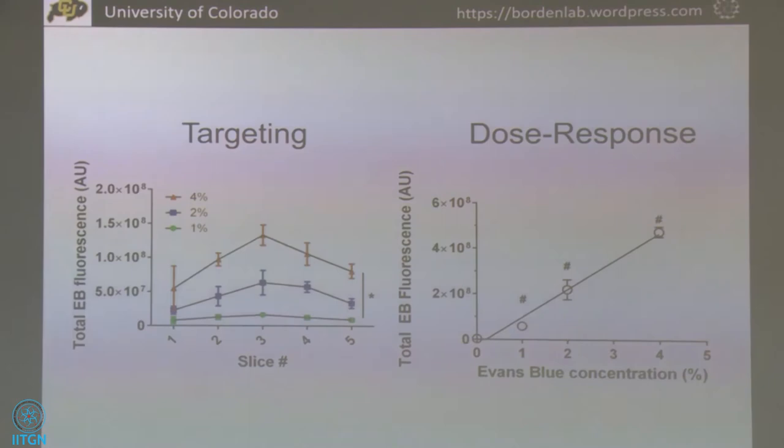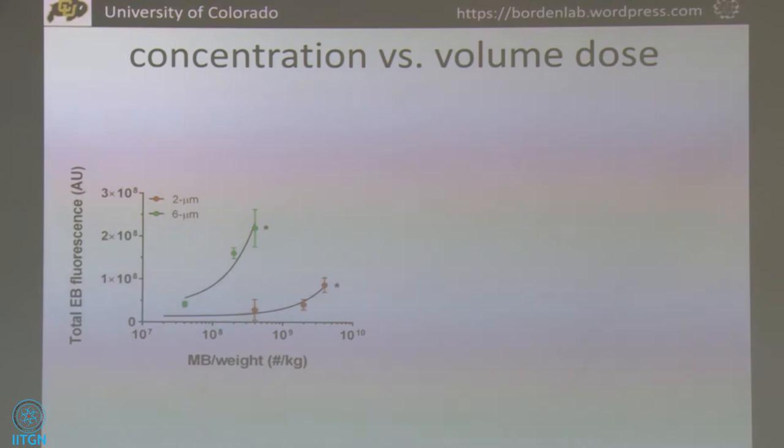And then we did a dose response study, Evans blue concentration versus the total fluorescence, and we see a nice linear correlation, like you'd expect. Concentration versus volume dose, and as you might expect, the 6 microns are much more effective at delivering the Evans blue into the brain at a given concentration. This is the concentration given per kilogram of body weight. For a given weight, at this concentration, you can see a significant increase in the amount of drug going into the brain. Well, it's not drug, it's Evans blue, so it's a dye.